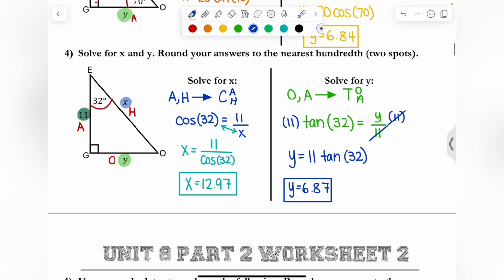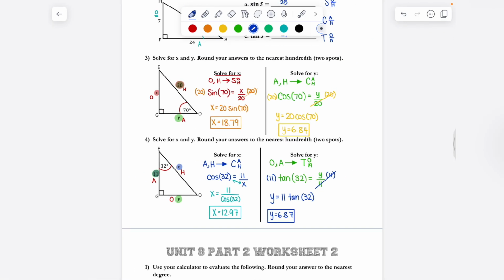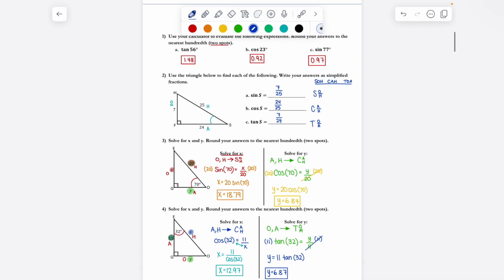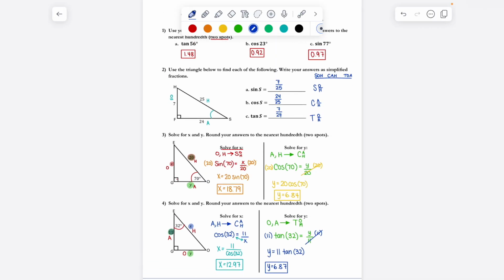Hopefully this kind of helps you understand how to set these problems up. For further explanation of what sine, cosine, and tangent are, go see your teacher, but this is just a quick explanation if you missed lesson 1 on how to do these problems. Thanks, guys.